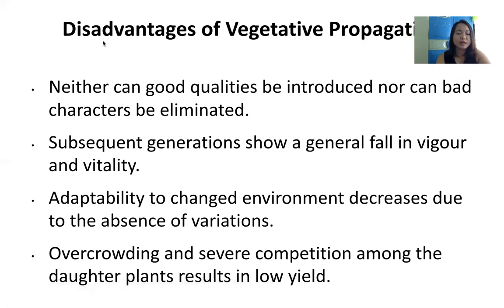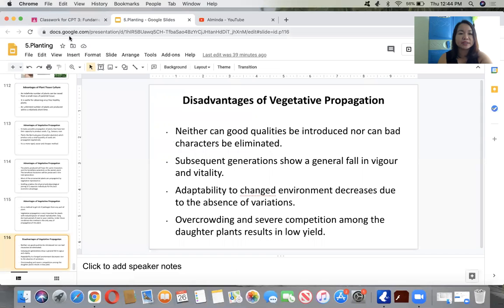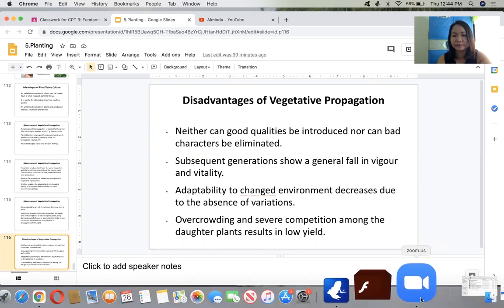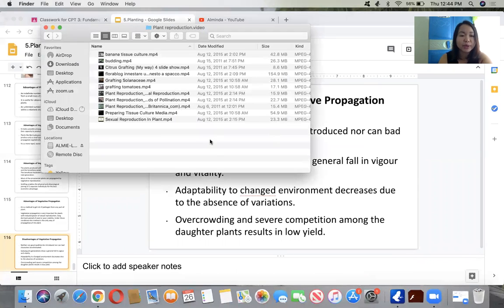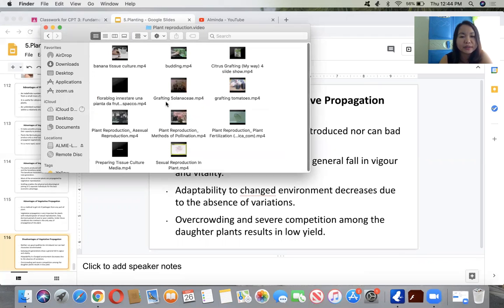So that's all for sexual reproduction, and I'll be showing you videos on asexual reproduction, rather. Last time I showed you the different asexual reproduction methods. Now I'm going to show you grafting Solanaceae and grafting tomatoes.